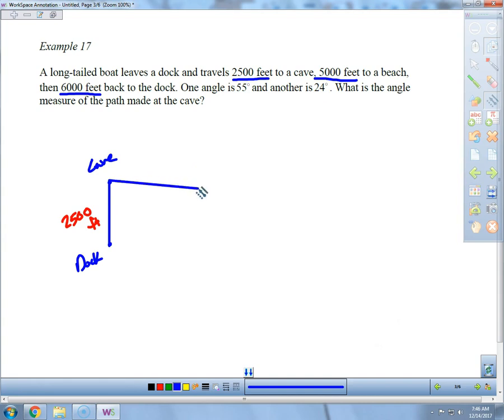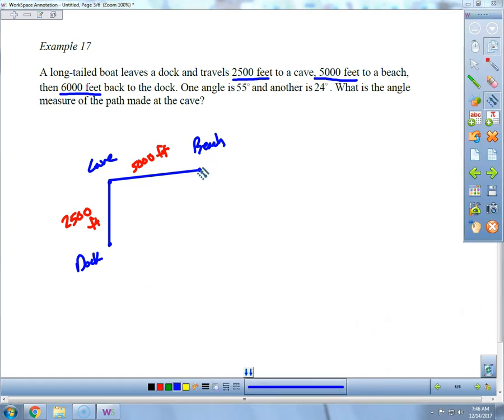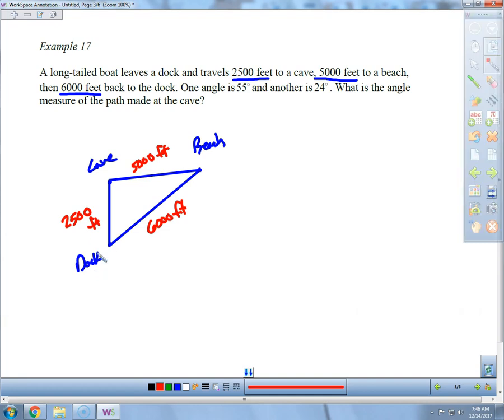So I don't know. Let's go maybe here. This is a sketch. I'm kind of guessing on where it is here. And we'll have to figure out some more things. So let's say that this then is the beach. So this is 5,000 feet. And then from the beach back to the dock is 6,000 feet. Okay, this is not drawn to scale. I'm just sketching a triangle here, trying to figure things out.